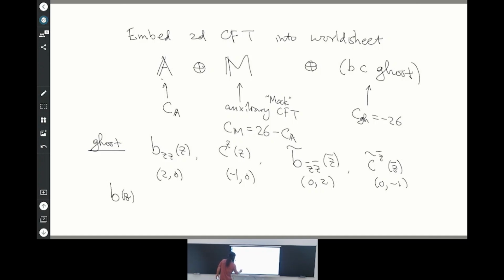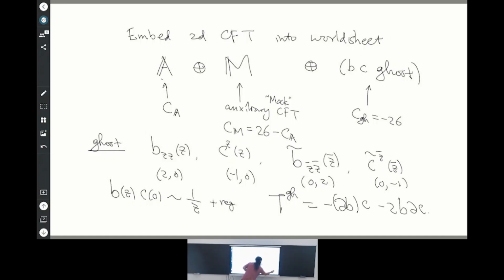There's a non-trivial OPE. The singular part of the OPE between b(z) and c(0) goes like 1 over z plus regular terms. And all the other independent OPEs are regular. And let me maybe just say that the stress energy tensor of the ghost system is built out of b and c in this way. Just to be a bit explicit, you can verify that this stress energy tensor assigns the appropriate weight to b and c and has central charge minus 26.